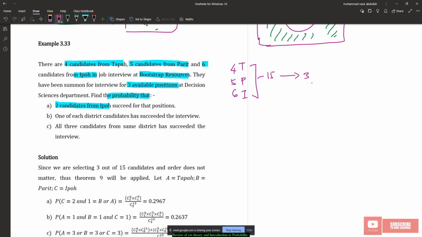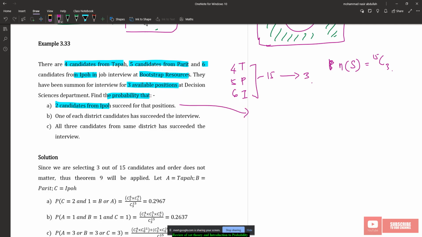By using the rule of counting that we learned, does order matter? Order does not matter. So when order does not matter, we can use combination, and when order does matter, we use permutation. So if we want to find the number of sample space, it should be 15 choose 3.